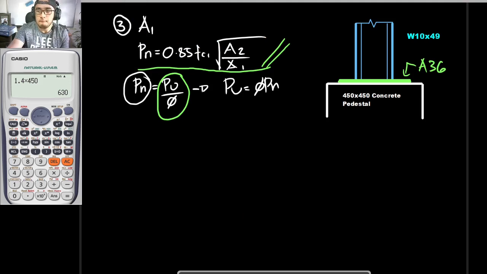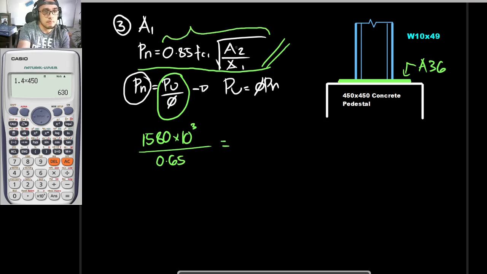So, 1,580, this is to be in kilonewton. So, times 1,000 divided by our value for phi, and our value for phi in bearing would be 0.65. And this is to be equal to 0.85 FC prime, but FC prime area 2 over area 1 yan. So, that is to be 0.85 times FC prime, and our FC prime here would be 21.